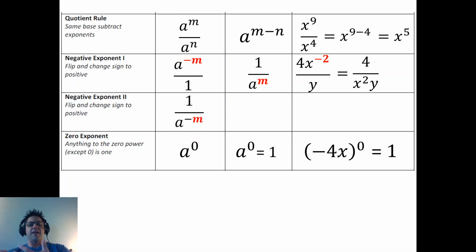But what if it's at the denominator? If the negative exponent's at the denominator, you're going to move it to its new location, and you're going to change it to a positive exponent. So again, it really just moves up. And when it changes location, you have to change its value. So you change it to a positive exponent.